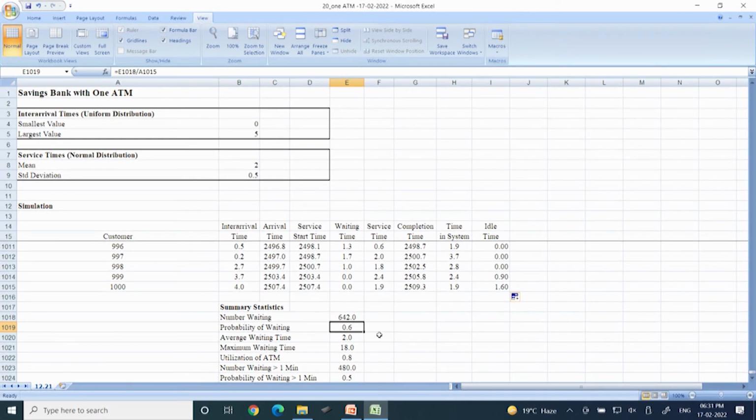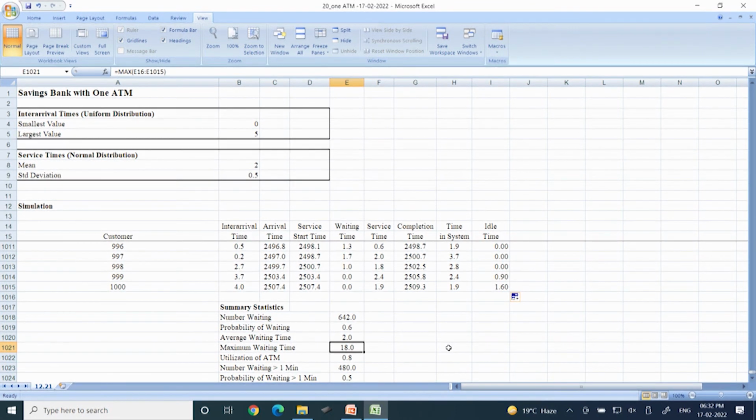Then what is the average waiting time? The average waiting time is 2 minutes. You should remember here, what is the expectation of the management? The average waiting time should be less than 1 minute, but when we replicate it for 1000 customers, the average waiting time is 2 minutes. Then the maximum waiting time, how did we get it? See, the maximum of E16 to E1015.